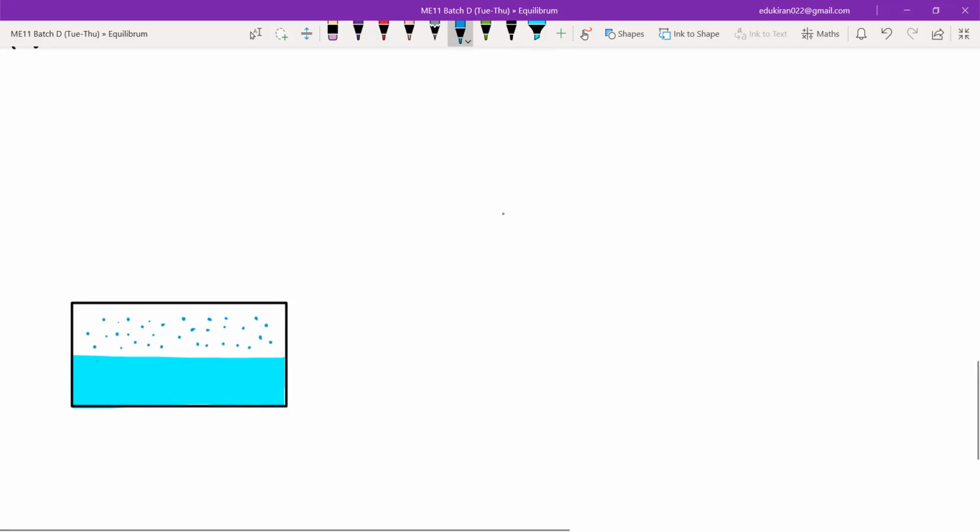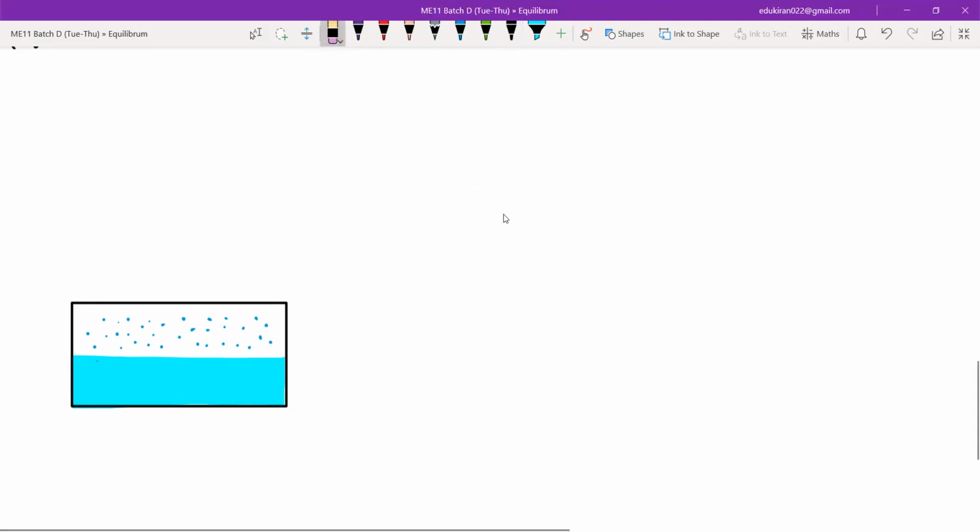Now I hope you have seen, when you keep a utensil and you cover it, then in the morning you will see some water droplets on the lid. Yes or no, guys? You have seen this? Yes, sir. So how did those water droplets come? Because water evaporated and it stuck on the vessel.